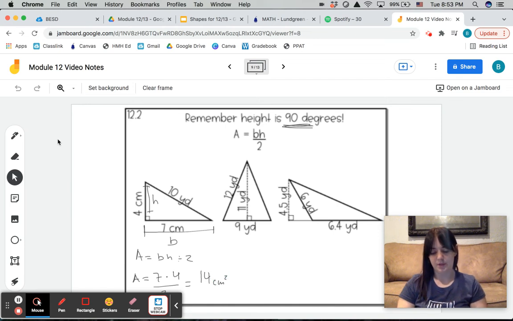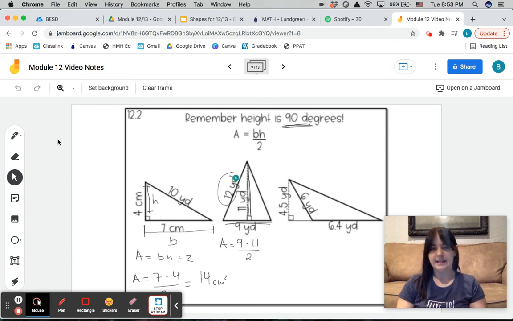Okay. Now let's do the second one. We have our area equals base times height divided by 2. So area equals, let's plug it in. We have our base right here. So our base is 9. And our height is that line that's 90 degrees. It goes from the top corner down to the base. So it's going to be 9 times 11. And then we're going to divide all of it by 2.